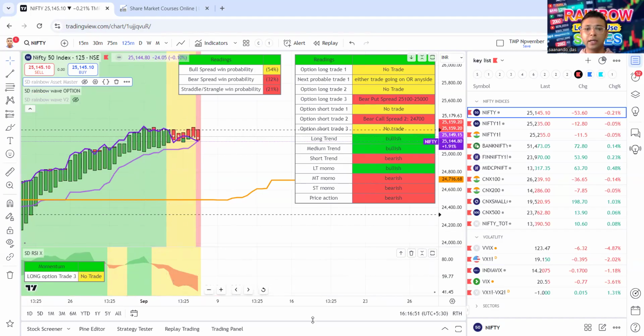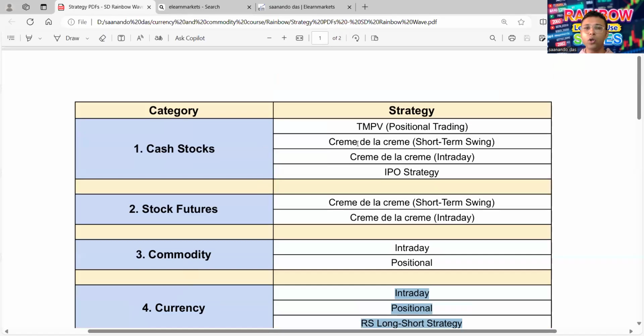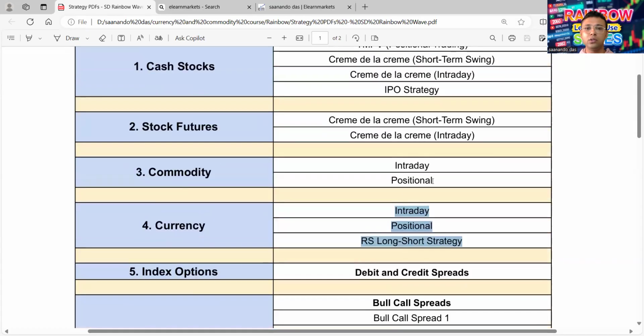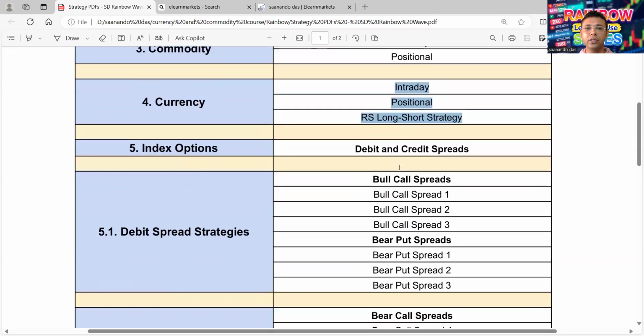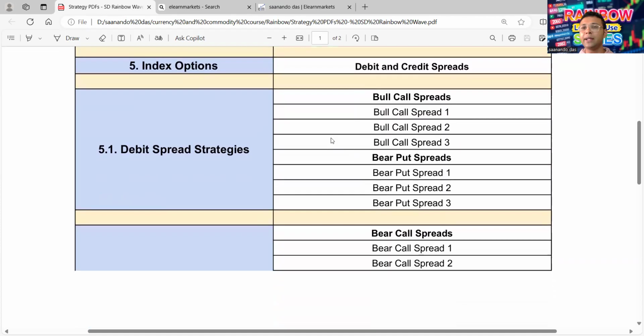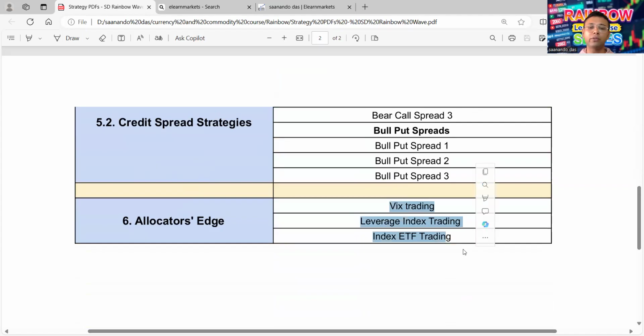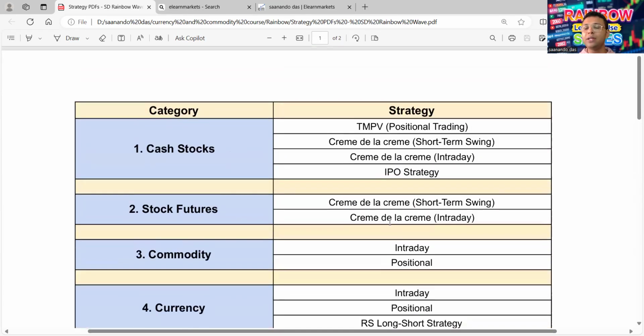So broadly, within the Rainbow setup, we are currently covering 4 under cash stocks, 2 stock futures, 2 on the commodity side, so 8, and we have 3 on the currency. On the option side, index alone we have around 12, 23, and we have 3 more. So I was wrong, actually it's not 23, it's actually 26 different strategies that are covered. So I think this video clears up what strategies one can expect.